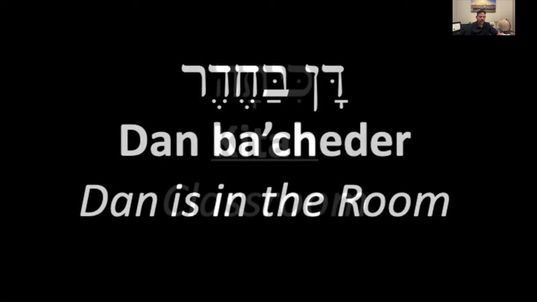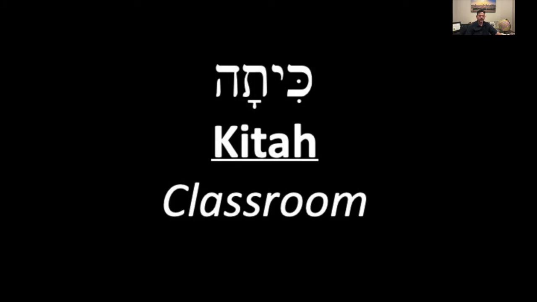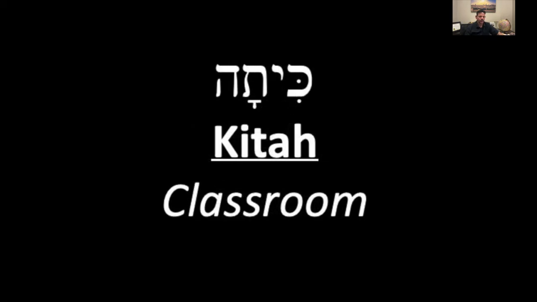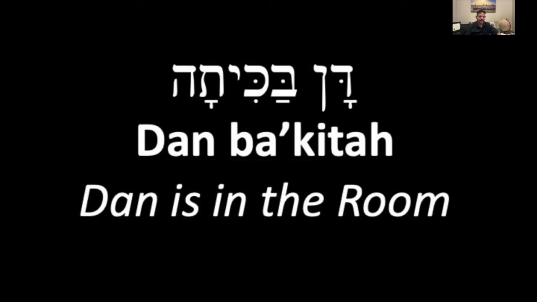Now we could change and say another word for room, specifically a classroom. And this is kita. Classroom is kita. So any room generically is cheder. But specifically, classroom is kita. So I could say Dan bakita. Dan is in the classroom.